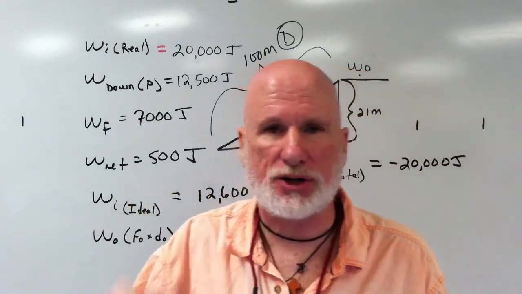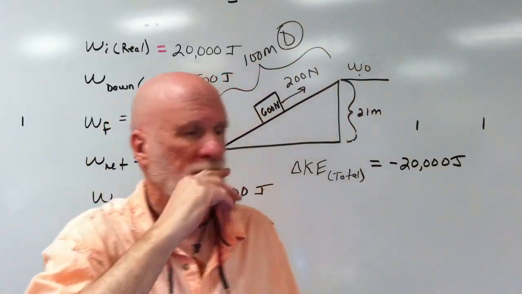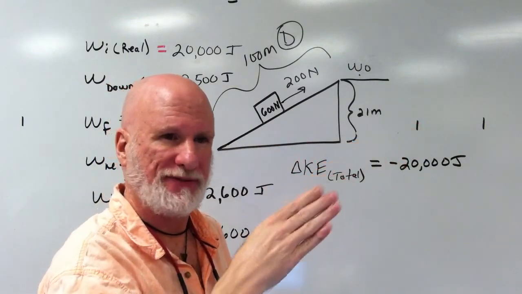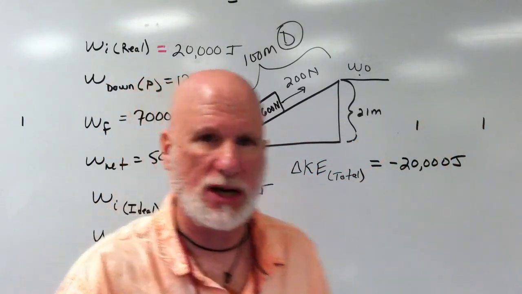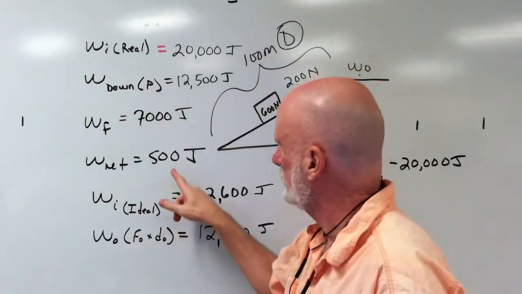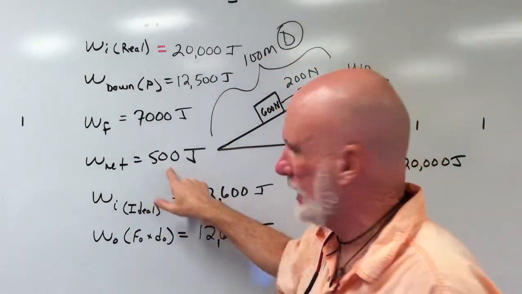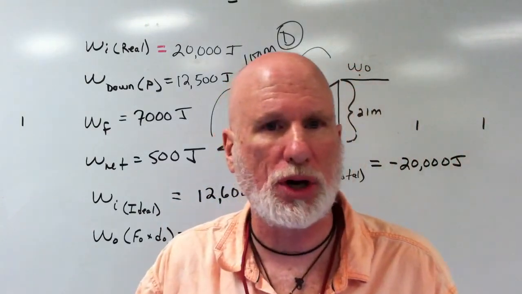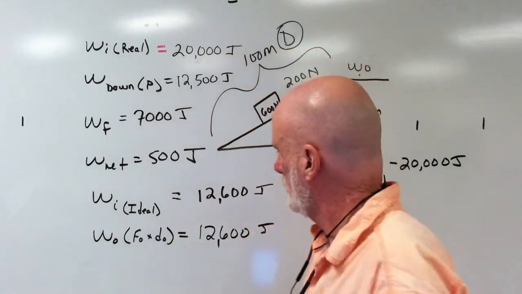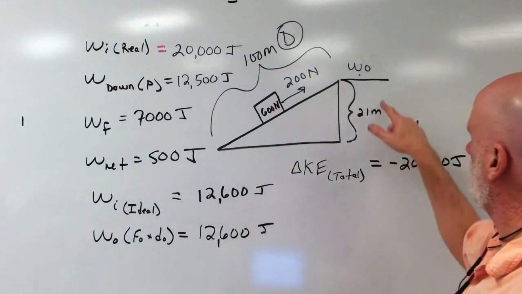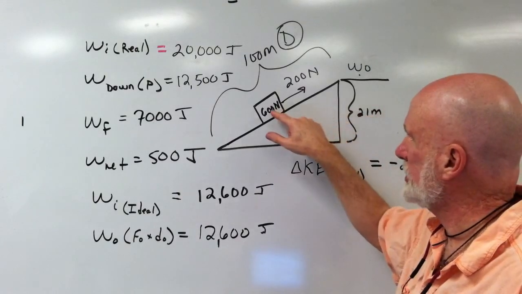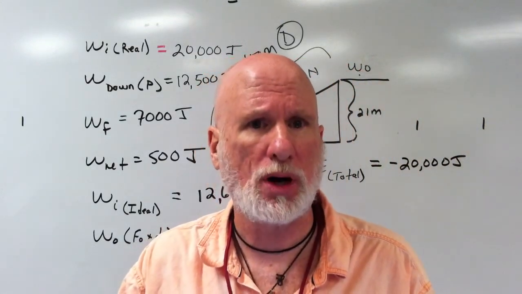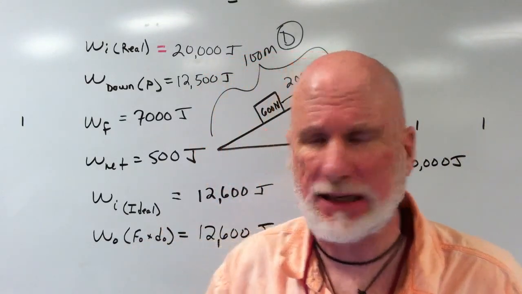The net's going to be 500 joules. In other words, remember the net force was 5 newtons up the hill. It was a positive 5, so I knew it was going up the hill. 5 times 100, 500, so that's the net work. The ideal is going to be equal to the output work. The output work is going to be 21 times 600, or 12,600, and that'll be the output work and the work input ideal.